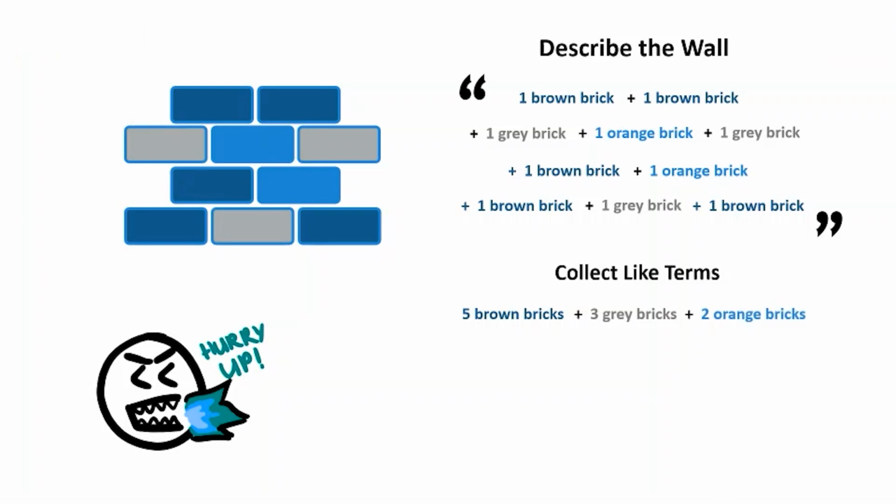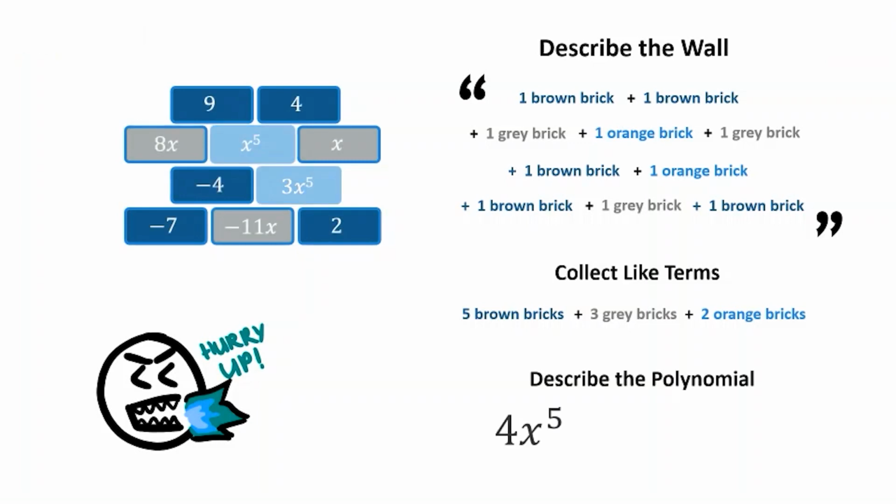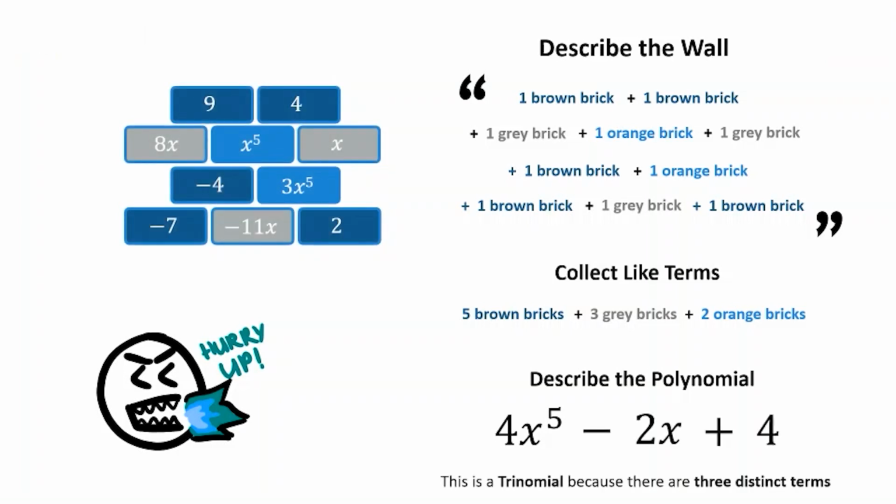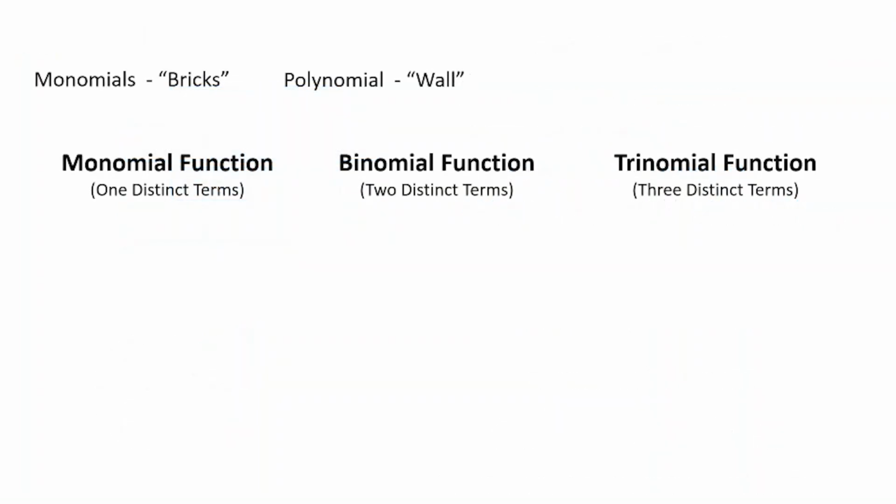Similarly, when describing polynomials, we make sure we simplify and collect the like terms. So in this example, we'd say we have 4x to the power 5 minus 2x plus 4. This polynomial is a trinomial because there are 3 distinct terms. So, f of x equals 7x squared is a monomial function as it contains one distinct term.